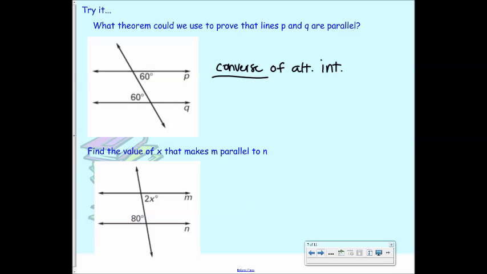So right here, this is your reason that these lines are parallel. So now we can say that P is parallel to Q. And again, this little symbol right here just means parallel. So P is parallel to Q.